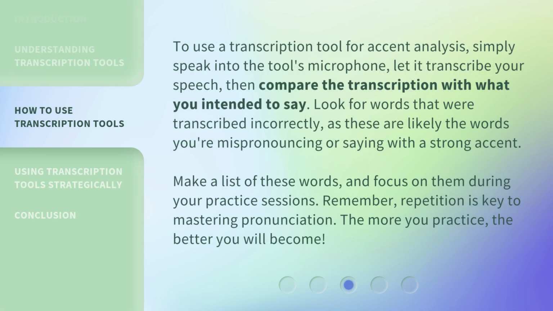To use a transcription tool for accent analysis, simply speak into the tool's microphone. Let it transcribe your speech, then compare the transcription with what you intended to say. Look for words that were transcribed incorrectly, as these are likely the words you're mispronouncing or saying with a strong accent. Make a list of these words, and focus on them during your practice sessions.